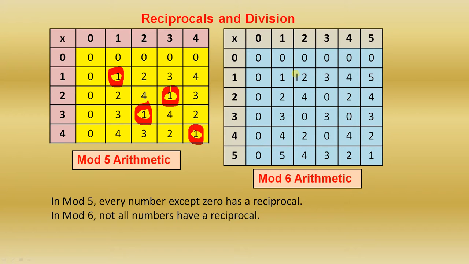Let's have a look at Mod 6 arithmetic, see where the 1s are. There and there. 1 times 1 is 1, so 1 is the reciprocal of 1. 5 times 5 is 1, so 5 is the reciprocal of 5. In Mod 5, every number except 0 has a reciprocal. So all the numbers 1, 2, 3, 4 have reciprocals, but 0 doesn't. In Mod 6, not all the numbers have a reciprocal, so only 1 and 5 have a reciprocal. Let's see the rule on the next slide.